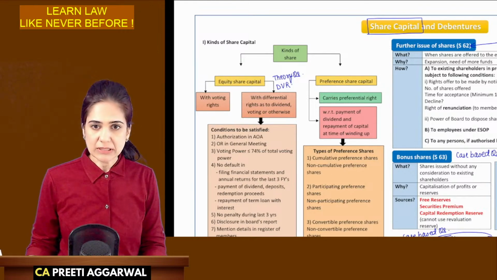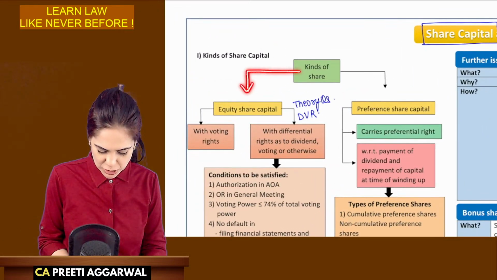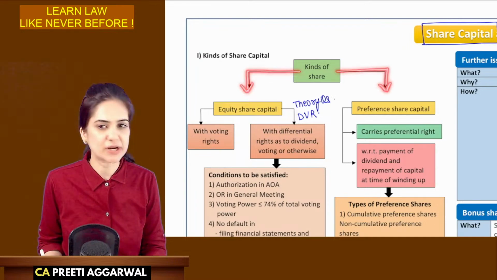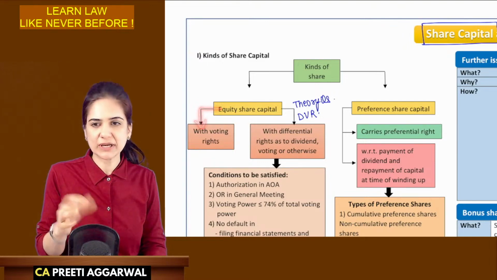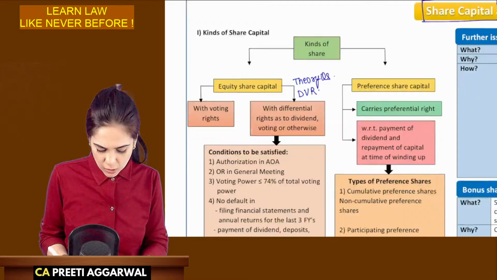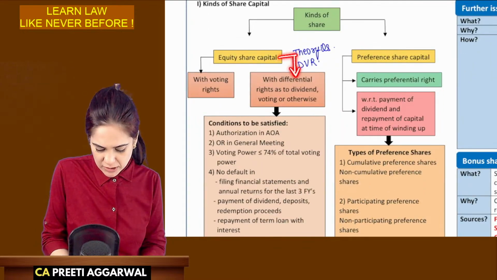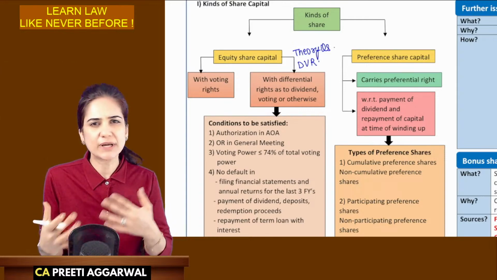All right. Now, there are different kinds of shares. So you have equity share capital and preference share capital. Equity share capital may be with voting rights, like one share, one vote. These are known as plain vanilla shares. Or it may be equity shares with differential voting rights, DVRs. It may be as to dividend, voting, etc.